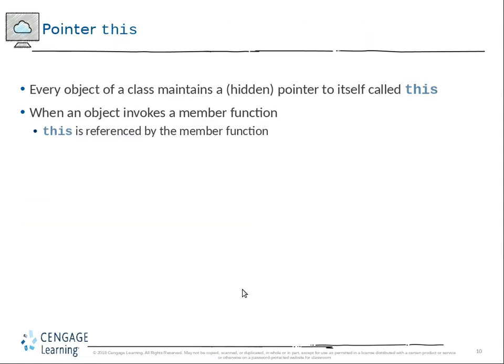Now we're just going to jump to something else. Okay, slides. Every object of a class maintains a hidden pointer called this. The this pointer is just like the this reference in Java, except that in Java, this is accessed with a dot, but in C++ you use the arrow because it is an explicit pointer. There, I said it.